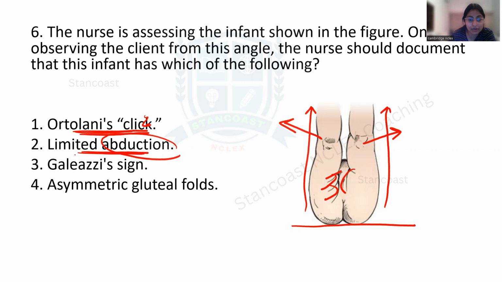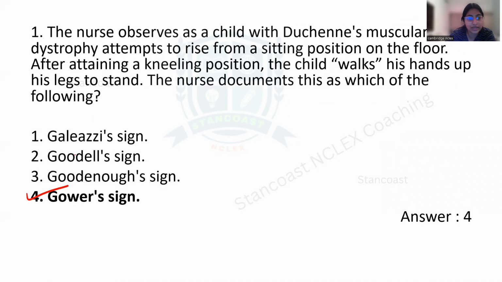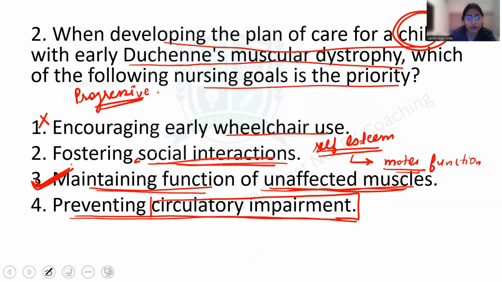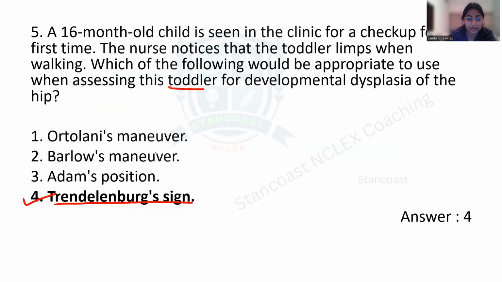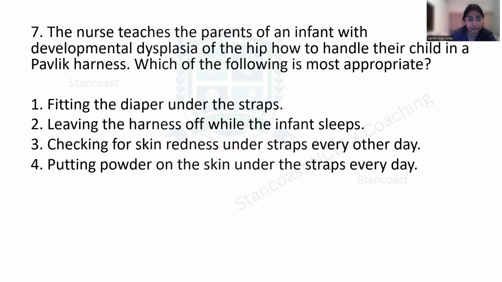Talking about Galeazzi sign. So what is Galeazzi sign? Now we have discussed this earlier. Galeazzi sign is when we make the baby lie in supine position and check the height of the knees. So one knee will be upward and one knee will be downward, and this indicates hip dislocation. So this is also not the Galeazzi sign. So what is this? This is asymmetric gluteal folds. So option number 4 is the correct option. This is asymmetric gluteal folds of the thighs.